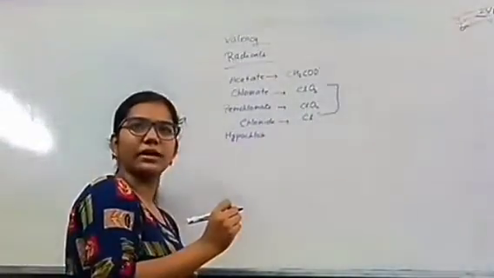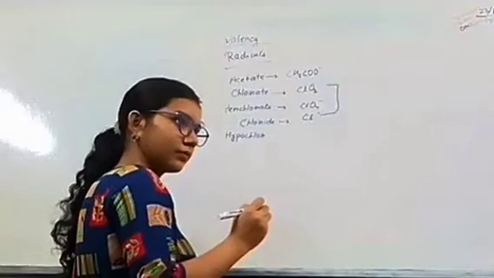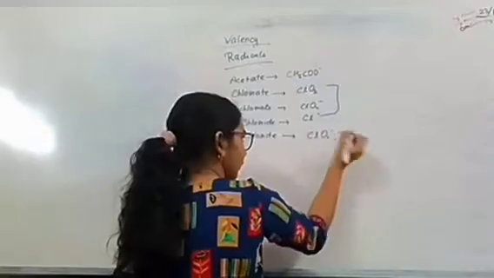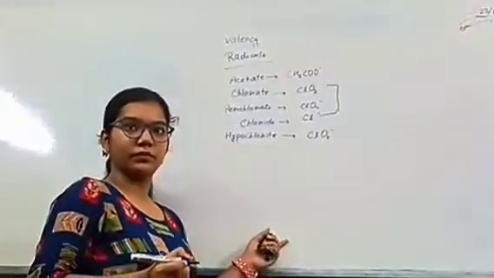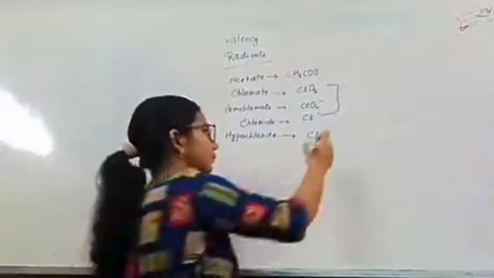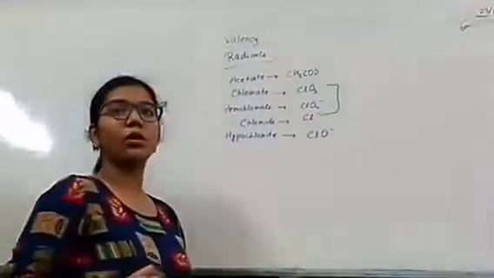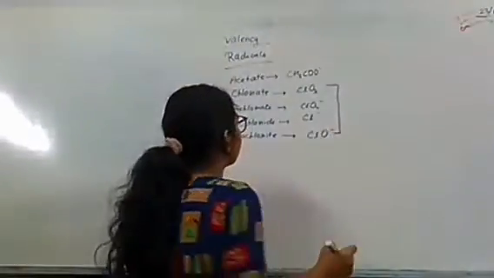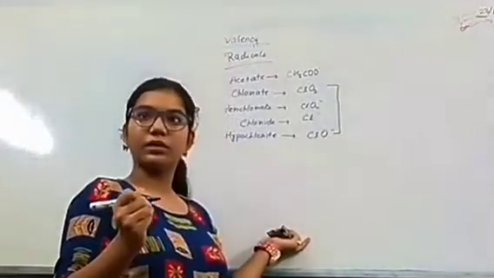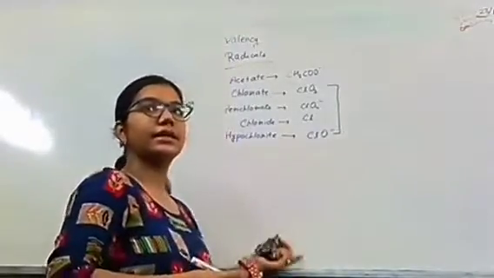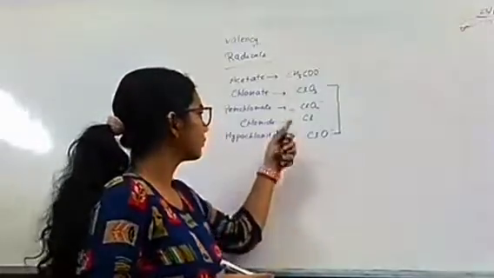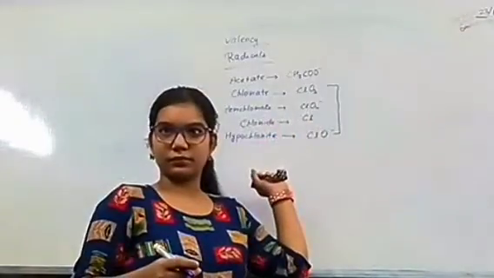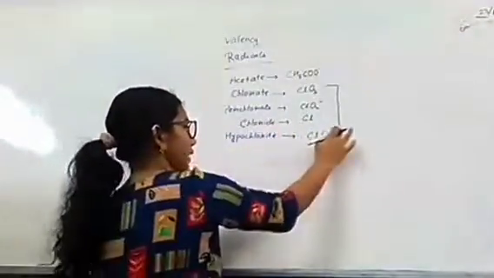It is hypochlorite, ClO minus. Then it's ClO2 minus. So all the compounds of chlorine are in this series. Chloride is Cl minus. You have written Cl minus there. Chloride is Cl minus.